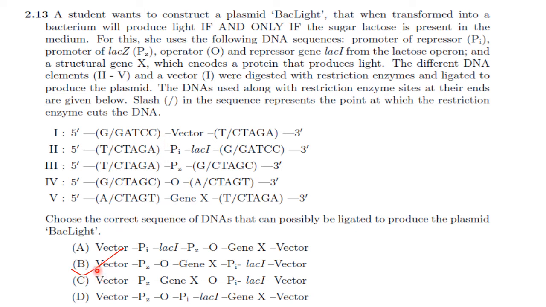So the correct sequence of DNAs that can be possibly ligated to produce the plasmid backbone will be vector, PZO, gene X, pI LacI, and the vector itself. So option B is correct.